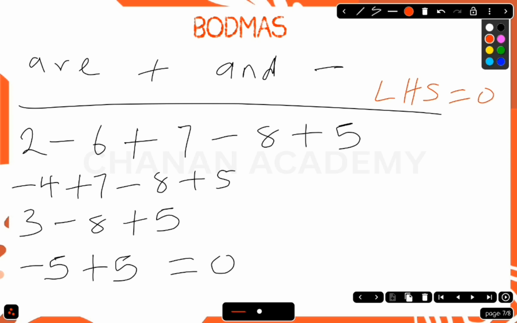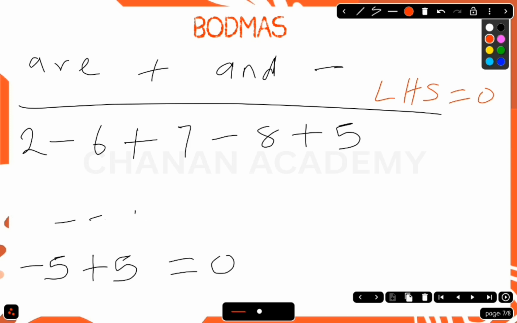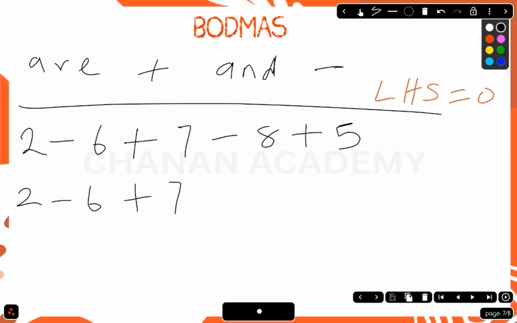So let's try from the right hand side and see if we have the same. Okay, let's start solving from the right hand side. We have 2 minus 6 plus 7, and minus 8 plus 5, the result is minus 3. So we have 2 minus 6 plus 7 minus 3. The result is 4.